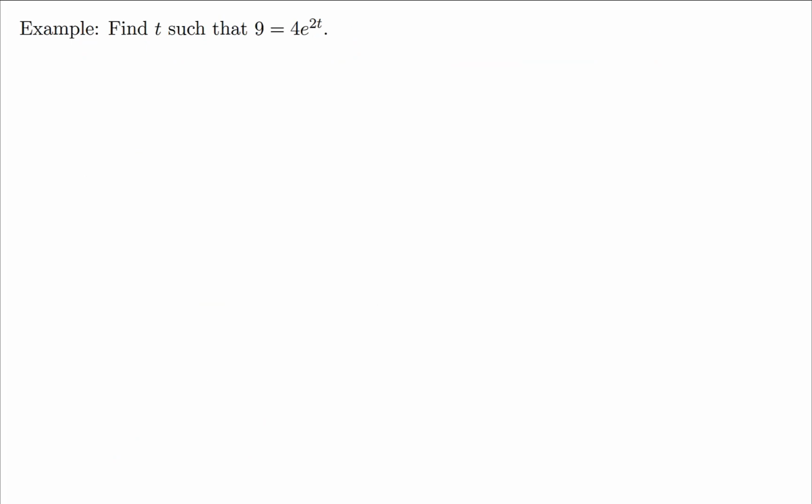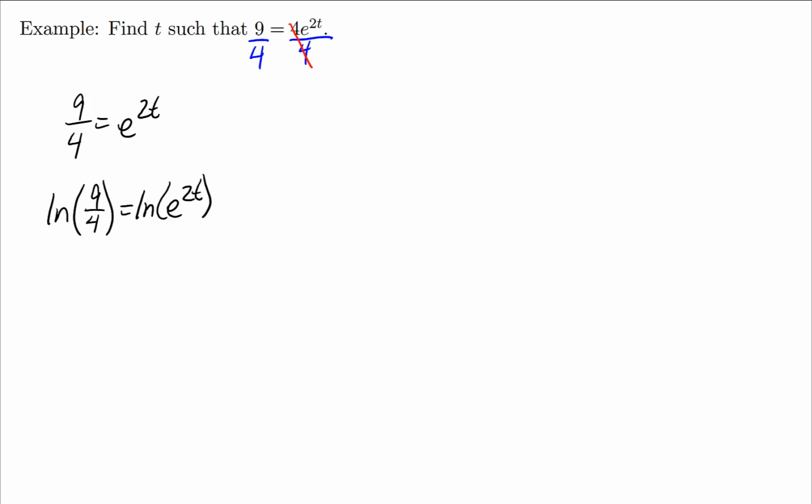Let's solve one more equation using these methods. Just like last time, I want to start off by dividing away this coefficient that's in the way. This gives me 9 to the 4th is equal to e to the 2t. And just like last time, I'm going to take the natural log of both sides. But something interesting happens here.